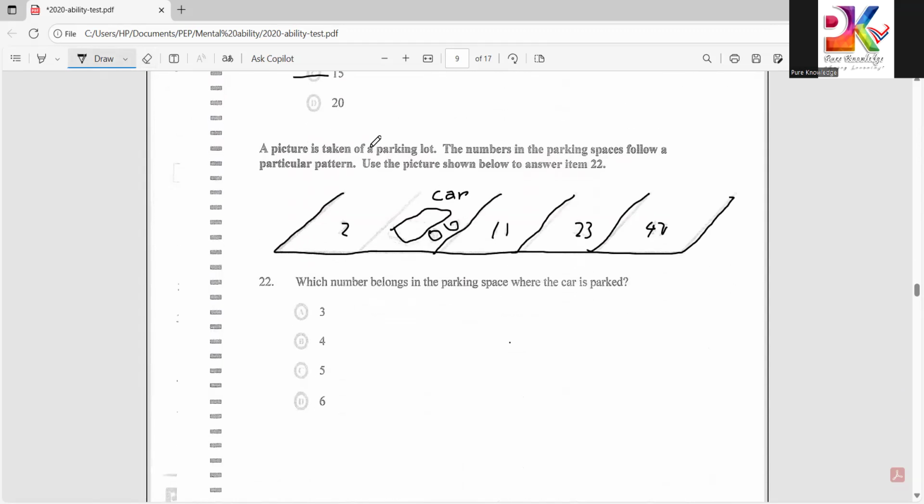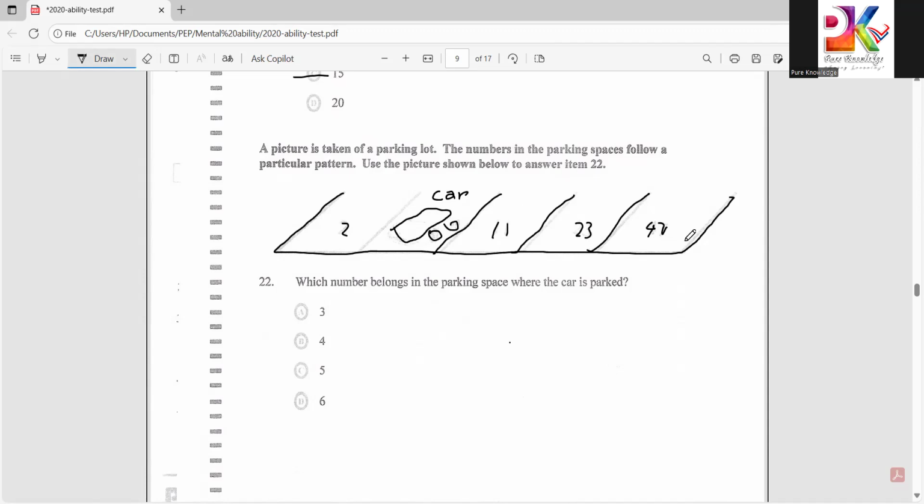Next, we say a picture is taken of a parking lot. The numbers in the parking space follow a particular pattern. Use the picture shown below to answer item 22. So again, guys, we're going to check the pattern. All right, so we're going to see the relationship. So you have the first parking lot is 2, then we don't know this number. Then this is 11, this is 23, this is 47.